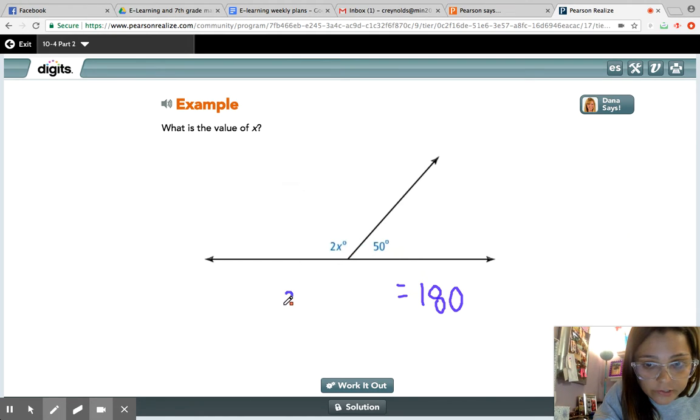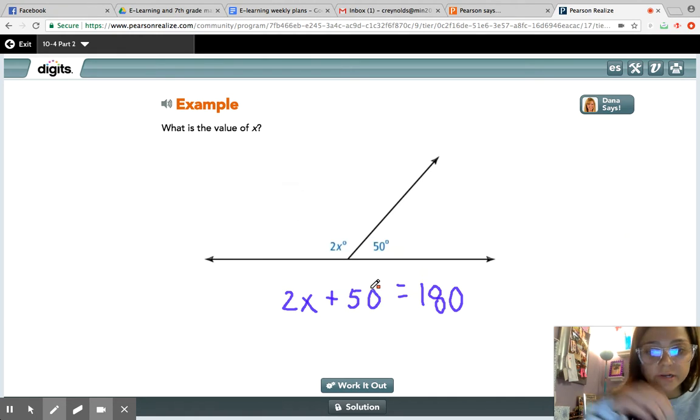So if we write our equation, 2x plus 50 equals 180 degrees, and now we need to solve for x. So the first thing I'm going to do, I'm going to subtract 50 on each side.